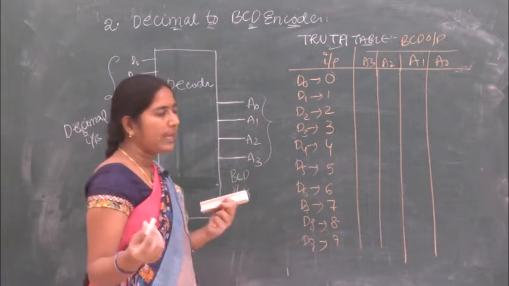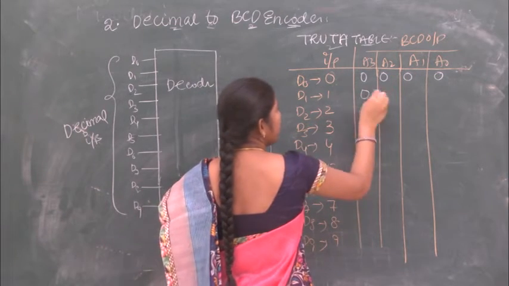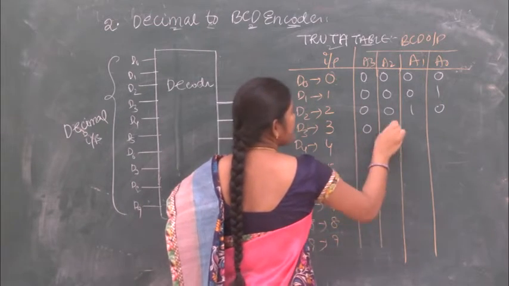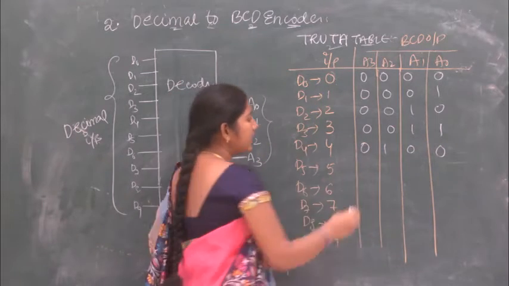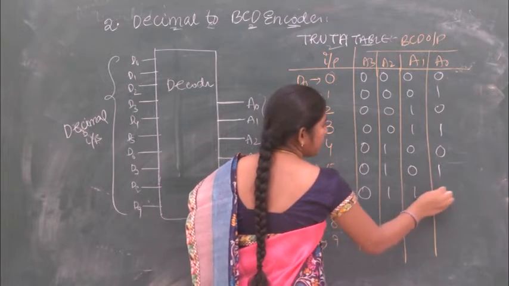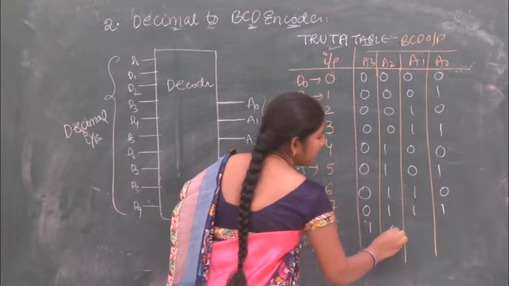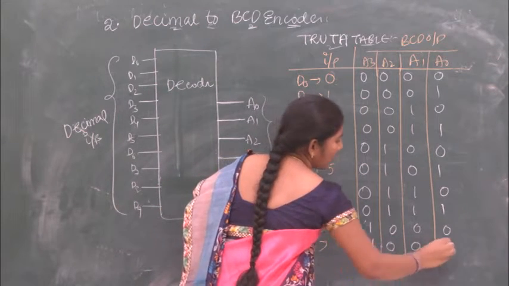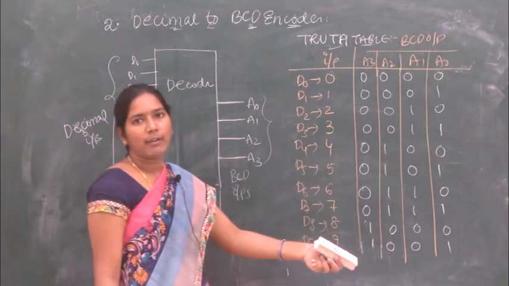0 decimal value we can represent in BCD as 0, 0, 0, 0. 1 in binary is 0, 0, 0, 1. 2 means 0, 0, 1, 0. 3 is 0, 0, 1, 1. 4 means 0, 1, 0, 0. 5 in binary is 0, 1, 0, 1. 6 in binary is 0, 1, 1, 0. 7 in binary is 0, 1, 1, 1. 8 is 1, 0, 0, 0. 9 in BCD is 1, 0, 0, 1. Right? Now we know the output values.